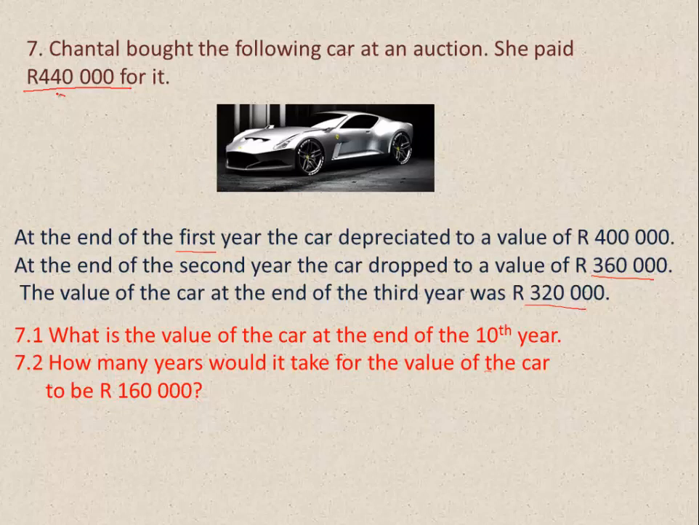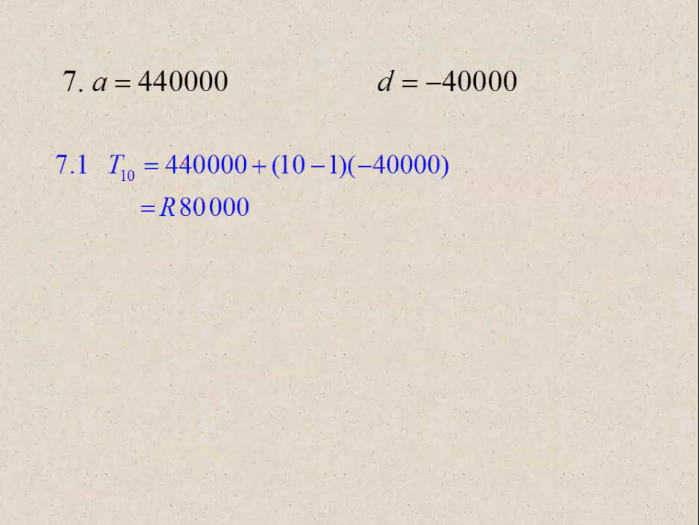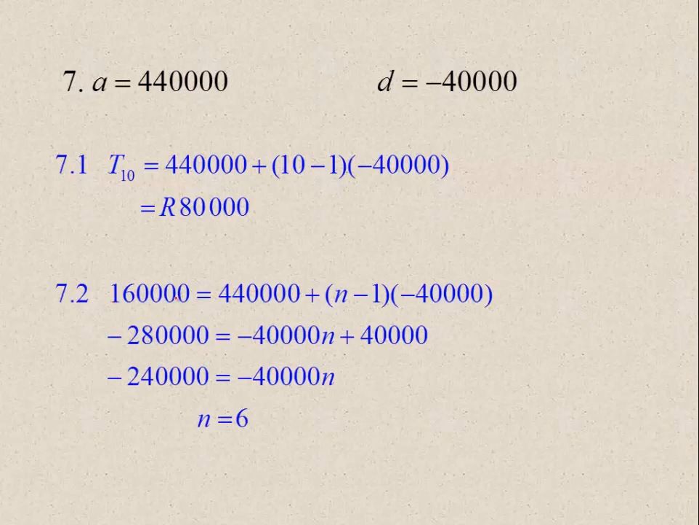Starting off, guys, this is your value for A because it's the initial amount. Remember, this car depreciates. How would I get the value for D? D will be 400,000 minus 440,000, or 360,000 minus 400,000, and that's where I get the common difference, which is minus 40,000. Now what is the value of the car at the end of the 10th year? I need to calculate T10. To calculate T10, I substitute and I get to the answer. After how many years will it reach 160,000? Which means this value is 160,000. I need to calculate the value for N. Substitute and you get the answer. N is equal to 6.